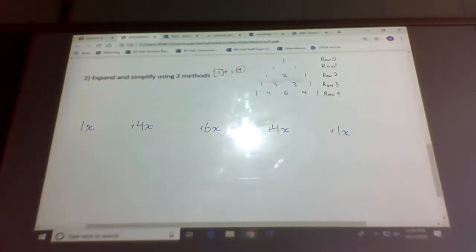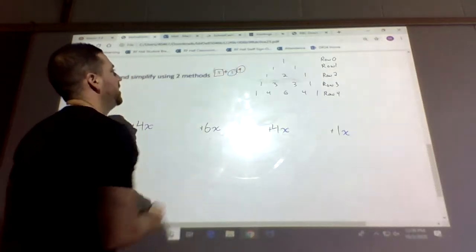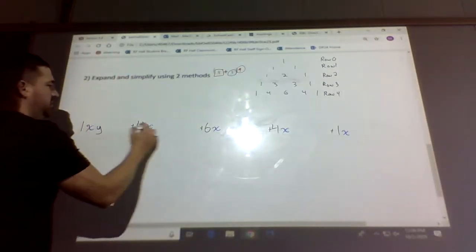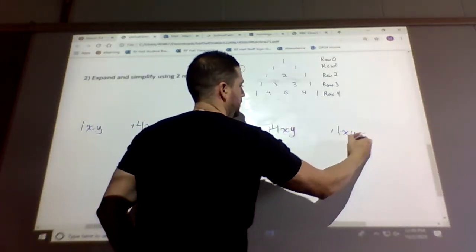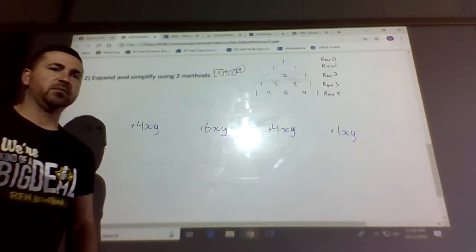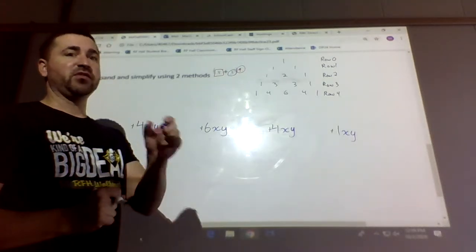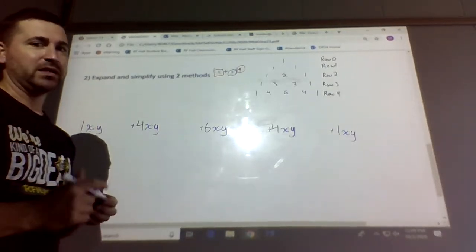Then we're going to take the second term and do the exact same thing. So we take the y and put the y next to the x. So first we put all the numbers based on Pascal's triangle, then we take the first term and put it next to each of those numbers, and then we take the second term and do the exact same.